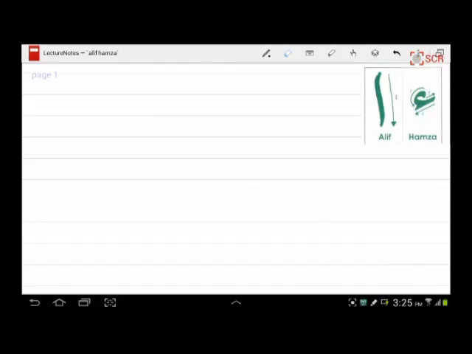Okay, so in this episode we're going to talk about the last group of letters, the naughty letters. Why are they naughty? Again, because they only connect from the right side. They cannot connect from both sides. These are alif, dal, zal, ra, zay, and waw.